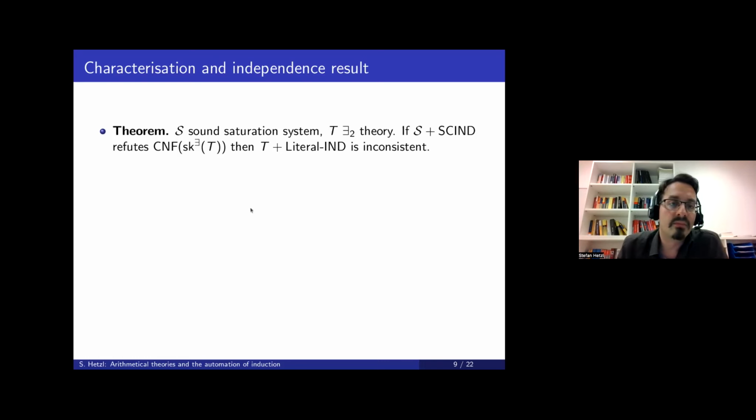The characterization theorem that we have is the following. Again, we start from some sound saturation system S, and we take an exists two theory, so all the axioms of T must be existential two formulas. And then the result is this: if S plus the single clause induction refutes the theory T in a suitable form, so the CNF of its Skolemization, then the theory plus literal induction is inconsistent. The reason why we restrict to exists two here is precisely connected to this problem with Skolemization.